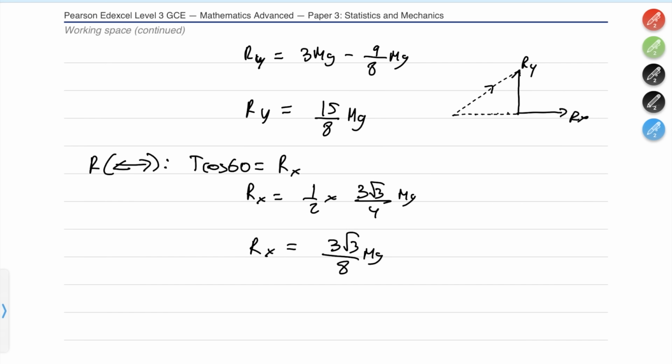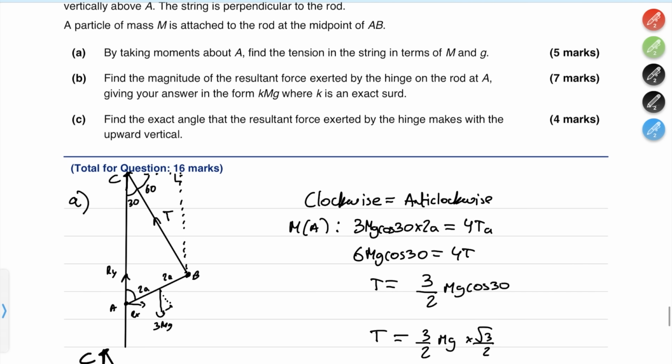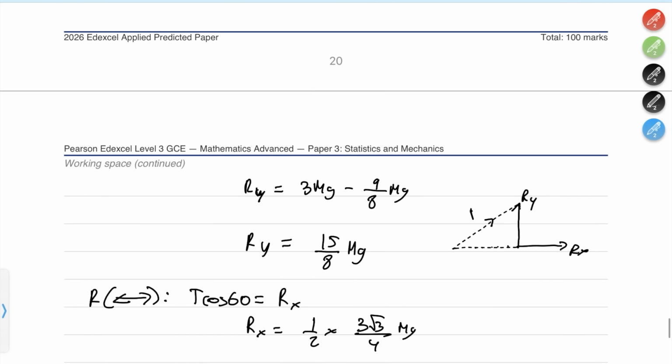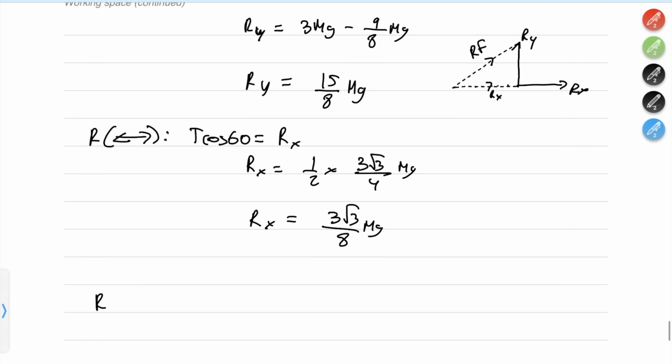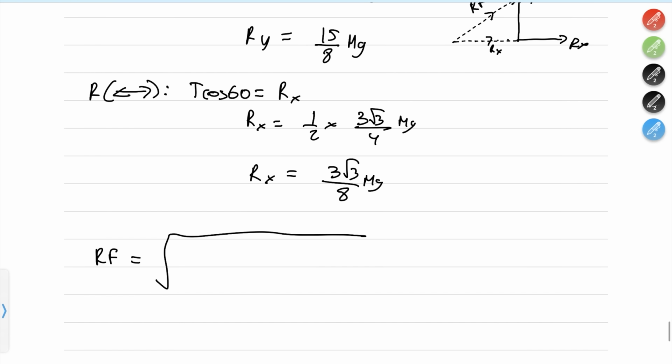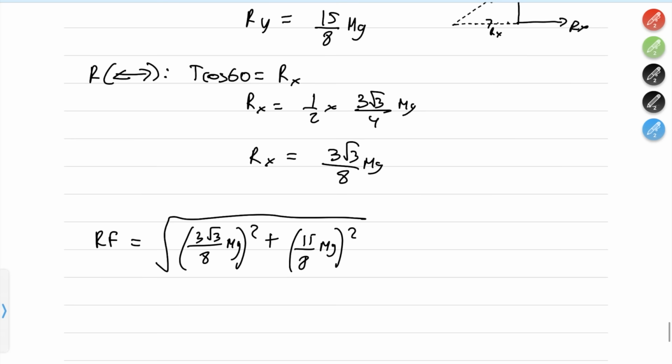Let me make that a bit clearer, because that's what it's asking for. It's asking for the magnitude of the resultant force. I can label that Rf, and I can label this Rx. So we're going to use Pythagoras, and we'll say Rf is equal to the square root of Rx squared, so 3 root 3 over 8 mg whole squared, plus 15 over 8 mg whole squared.